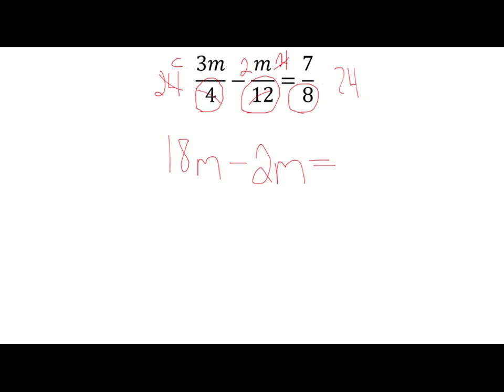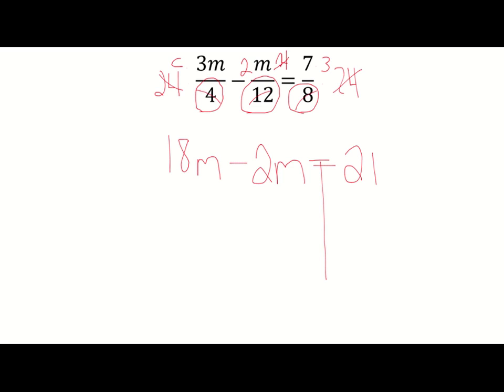And then lastly, 7 over 8 with the 24. 8 goes into 24 3 times. So I'm multiplying 7 by 3, and that's 21. Again, the 8 cleared out because it went into 24. So just by multiplying by what we call the least common denominator, that is how we get the fractions to cancel out. And then we have a much easier equation to work with.